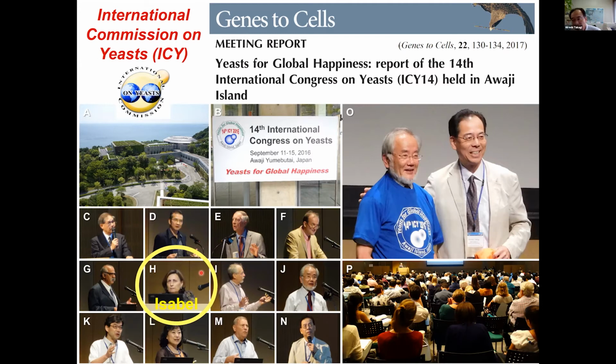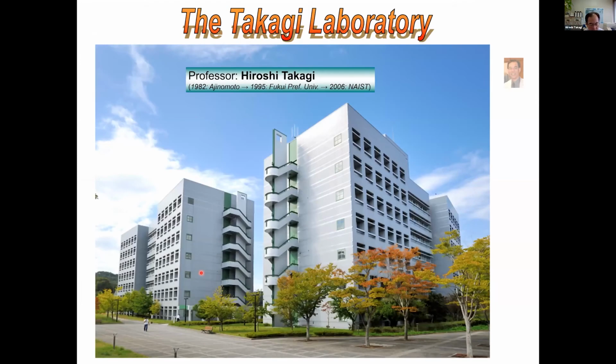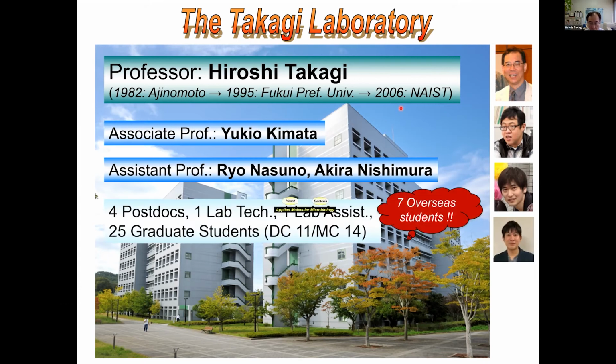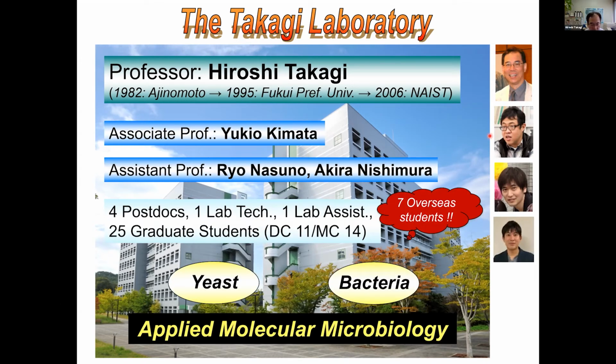At that time, I invited Isabel as one of the plenary lecture speakers. Do you remember? Yeah. So I was a research scientist of the Japanese food company Ajinomoto, amino acid producers, for 13 years. Back in 1995, I decided to change my career to an academic position at a local university in Fukui, Japan, and moved to NIST, Nara, 14 years ago. Now these staff are working with me, and we have many graduate students, including those from Southeast Asian countries.